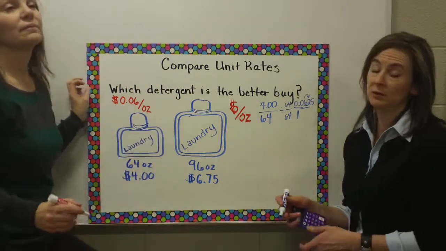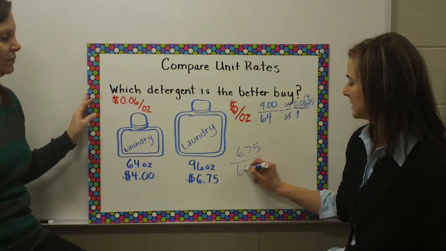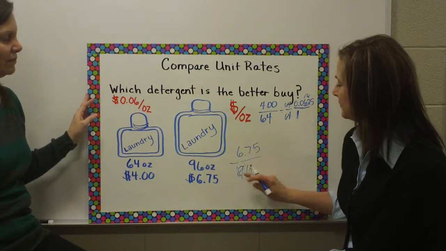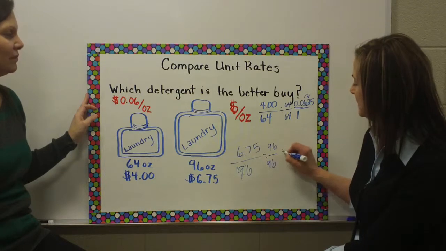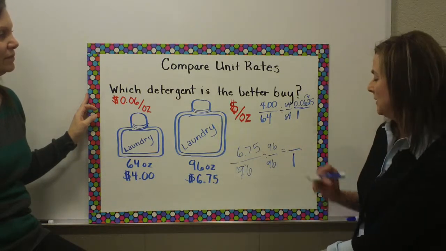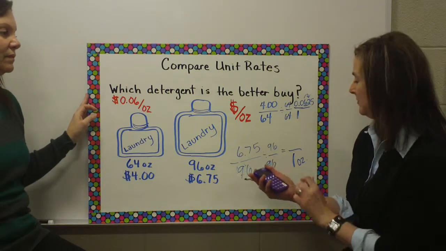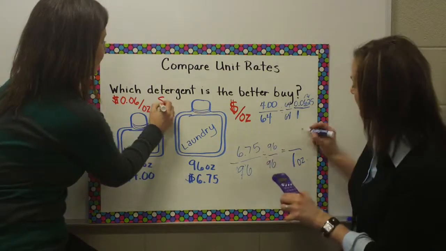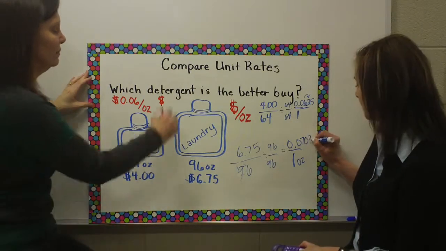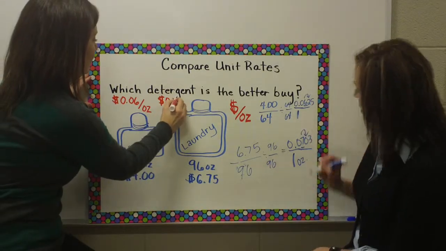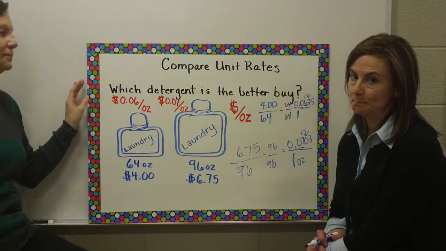Let's see how this bigger laundry detergent compares. So in this case, it's $6.75 for 96 ounces, meaning that we're going to divide both the numerator and the denominator by 96. Here's my unit, 1 ounce. And handy calculator, 675 divided by 96 gives us 0.0703, and then it goes on. But this is as far as I need to go, because what this is telling me is that I'm going to be paying 7 cents per ounce.